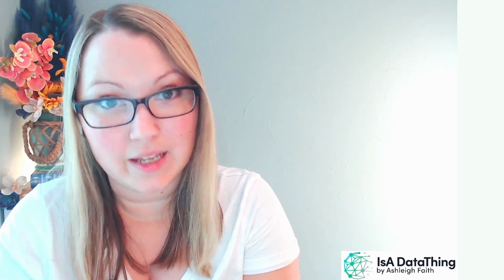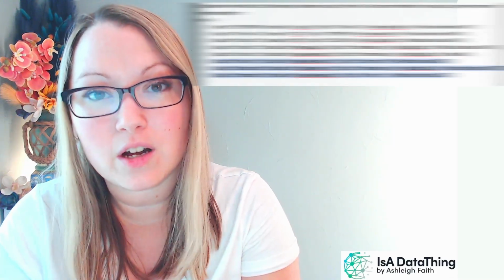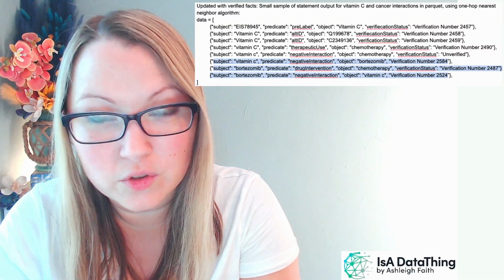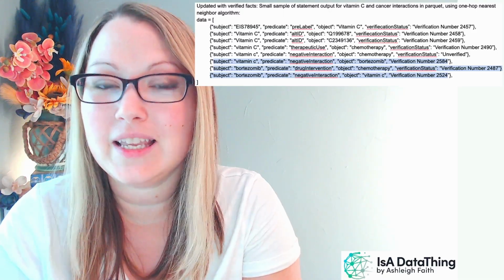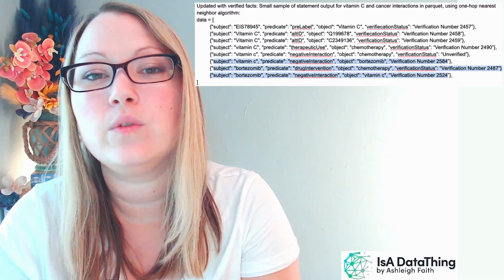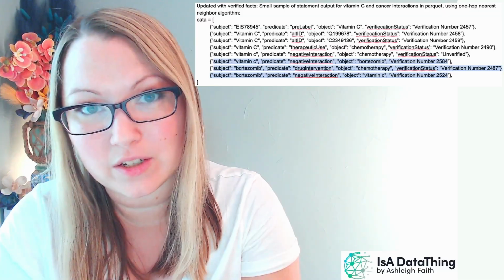So now that we have this information, that original unverified statement, because it didn't have enough corroborating evidence from citations, we actually don't want to throw it out now. We now know it's not necessarily verified until we add in this additional context that this specific cancer drug, when combined with vitamin C, can lead to detrimental effect with cancer patients.